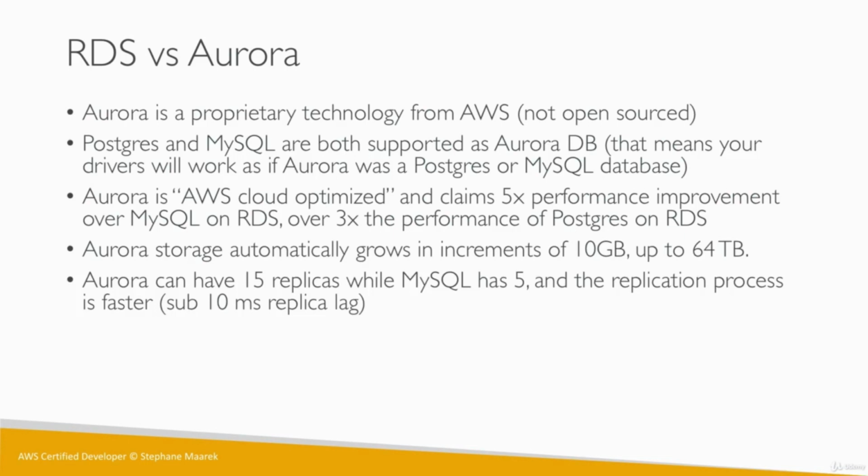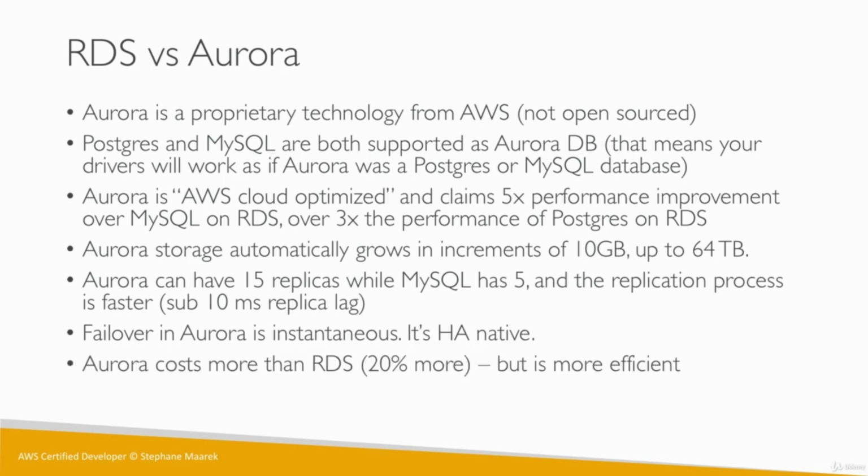It can have 15 replicas with MySQL. And you can do replication faster, it says sub 10 millisecond replica lag. And also there's failover, so it's multi-AZ by default. It's high availability native, so your application will failover directly. And although Aurora costs a bit more than RDS, it's said to be more efficient, and so overall your cost should decrease. With this Aurora database, basically Amazon is trying to push a technology that is going to be a bit less painful to set up, a bit more scalable, and a bit more cloud friendly.